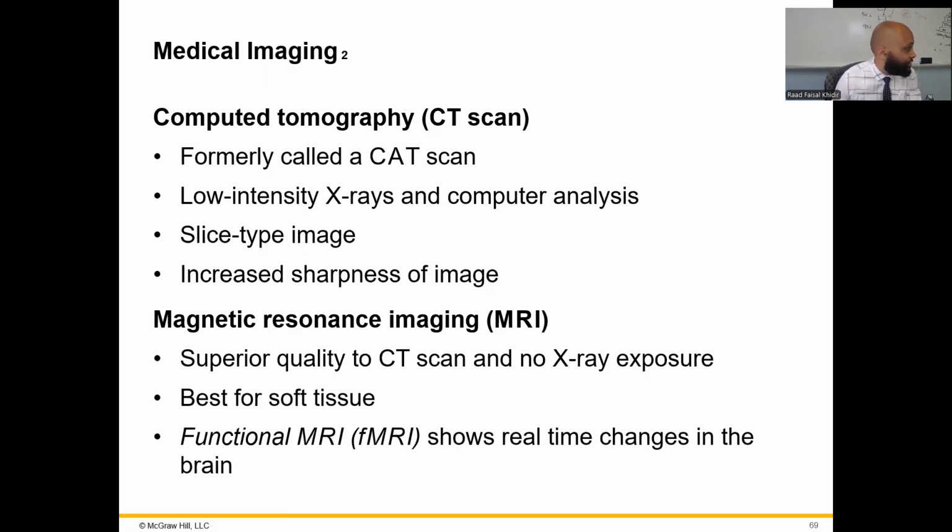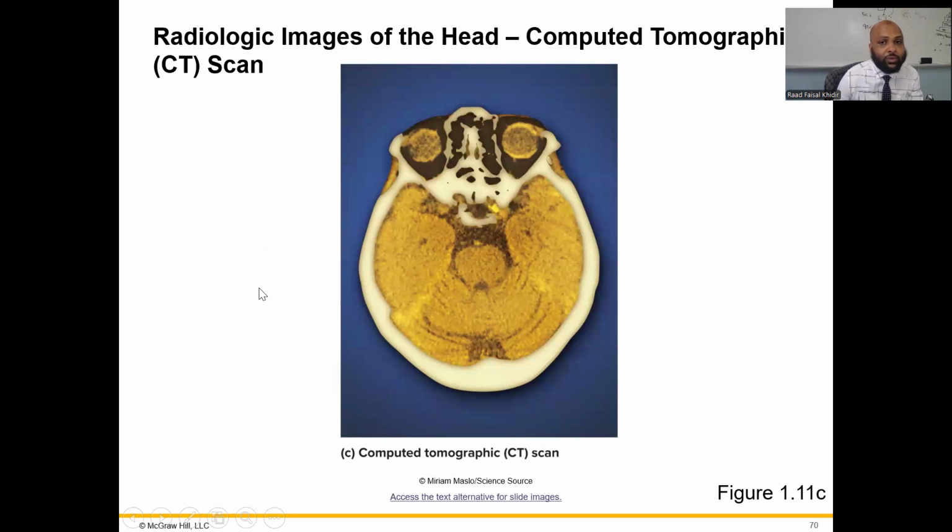Sometimes it depends on the condition. Sometimes an X-ray is better than a CT scan. Sometimes a CT scan is better than an MRI. Sometimes the MRI is better than all of them.